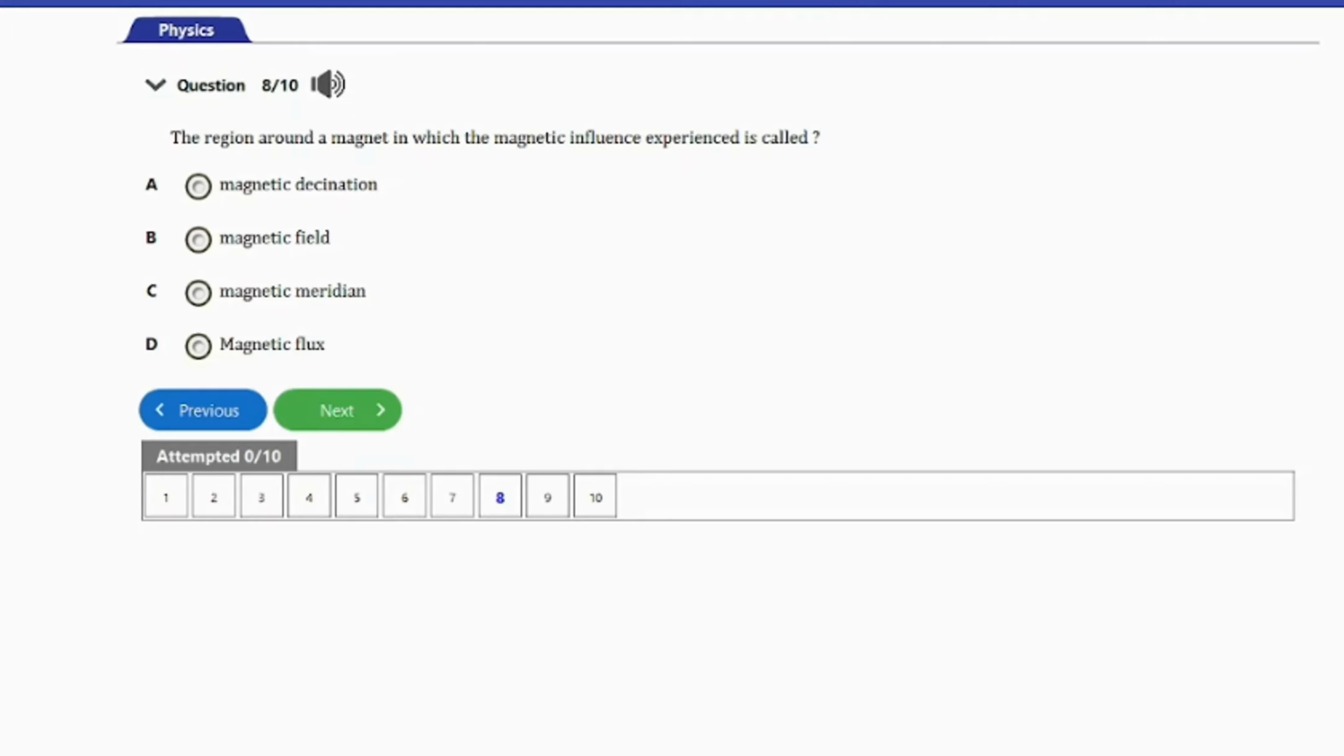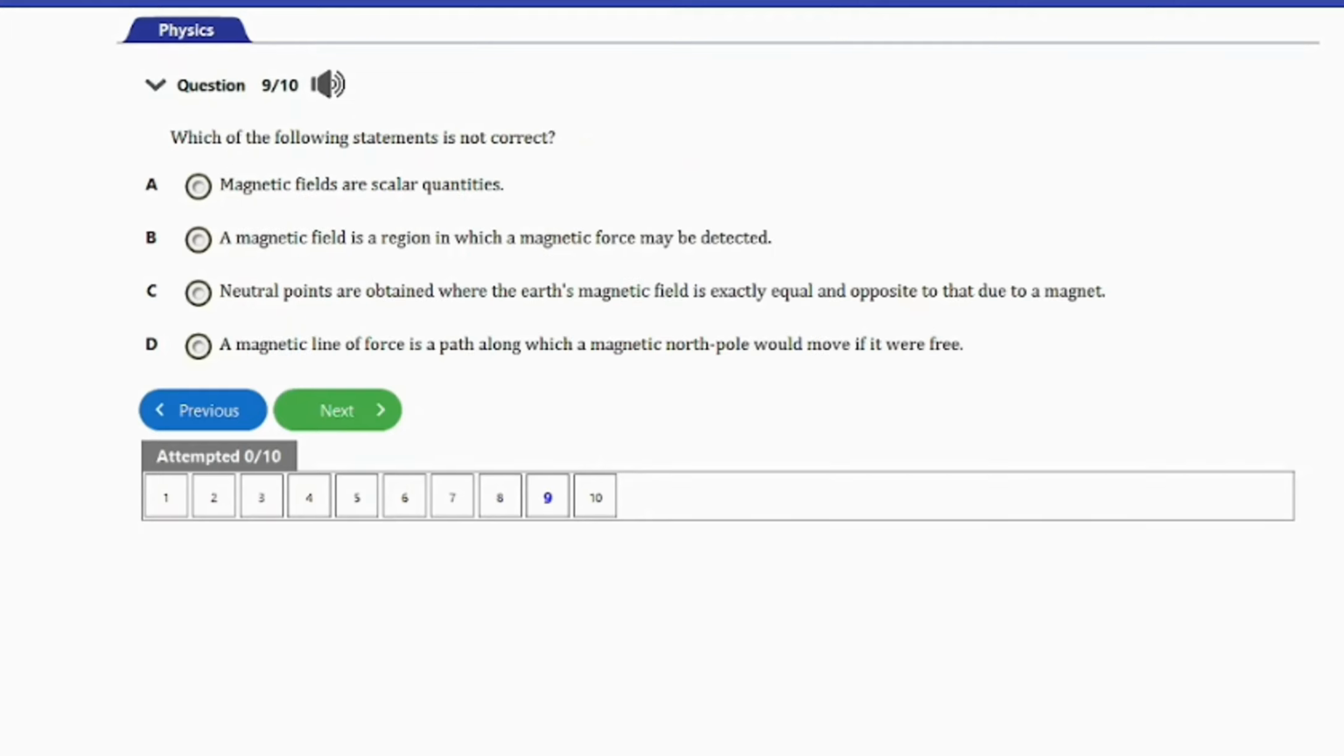So let's go ahead and consider the next question, guys. So that's question number 9 here. It says, which of the following statements is not correct? A. Magnetic fields are scalar quantities. B. Magnetic field is a region in which magnetic force may be detected. C. Neutral points are obtained when the Earth's magnetic field is exactly equal to and opposite to that of a magnet. D. A magnetic line of force is a path along which a magnetic north pole would move if it were free. So guys, the answer to this question here is option A.